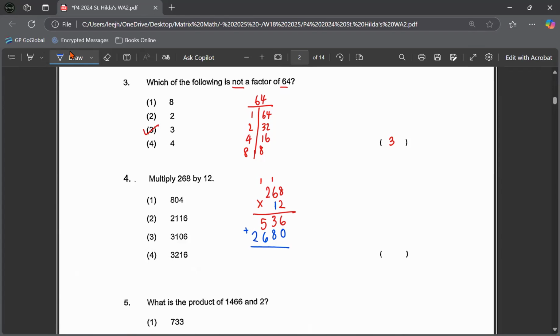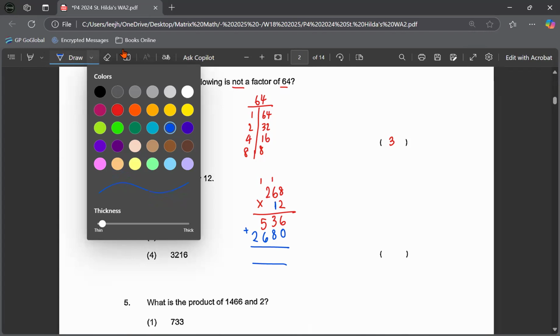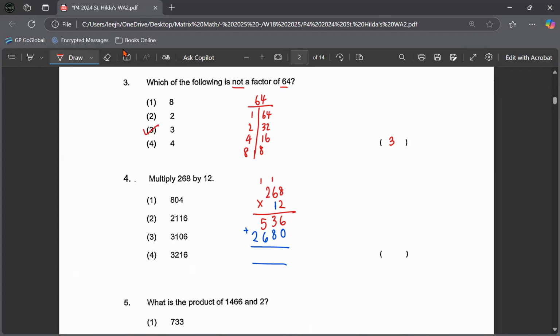You're going to add. Okay, so it would be 6 plus 0, 6. 3 plus 8, 11 plus the carry 1. This is 5 plus 6 is 11. 11 plus 1, 12. And this is 3. So the answer is 3216, option 4.